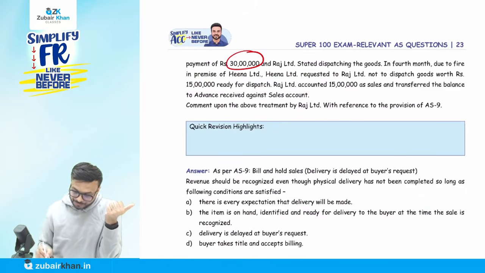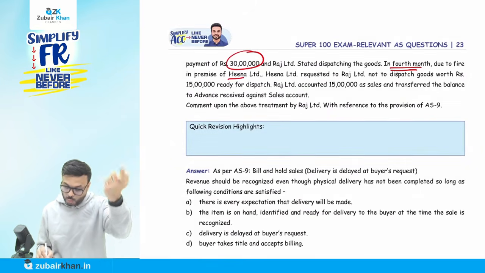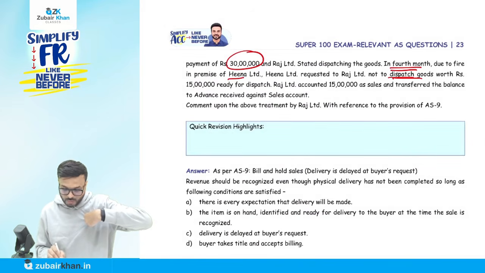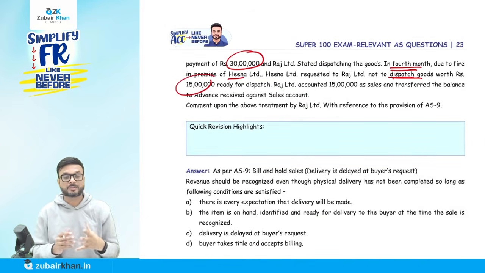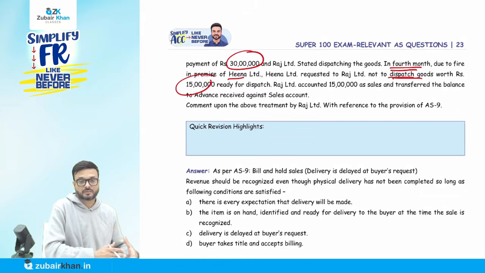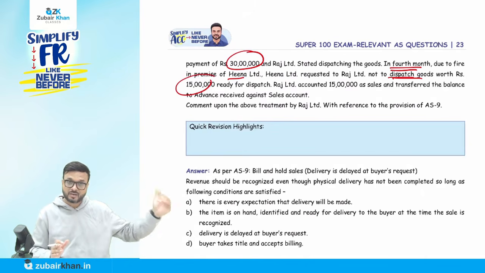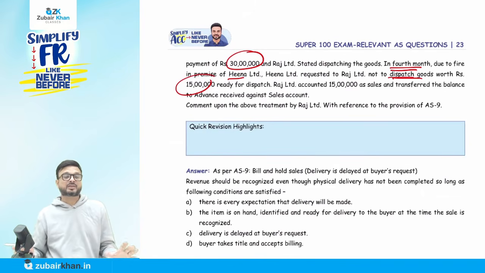But I dispatched the goods up to the 3rd month, and then, due to a fire in the premises of your company, Hina Limited, you requested me not to dispatch the goods for the remaining months. Each month it was 5 lakhs: first month 5, second month 5, third month 5. So I dispatched the goods for these 3 months. What is going to happen for the remaining 3 months, where you requested me not to deliver?